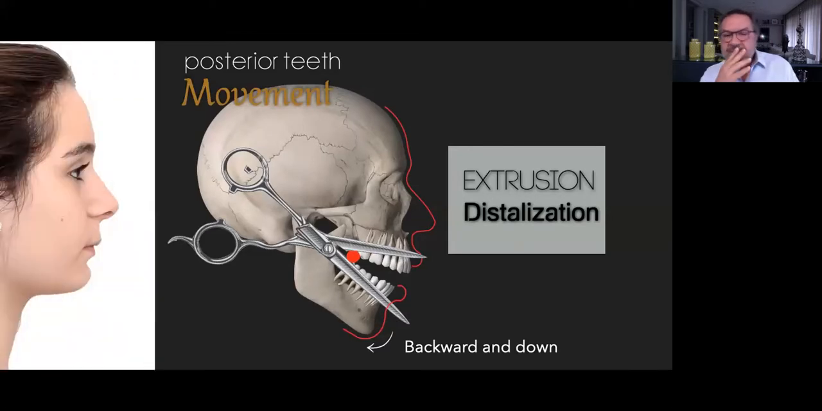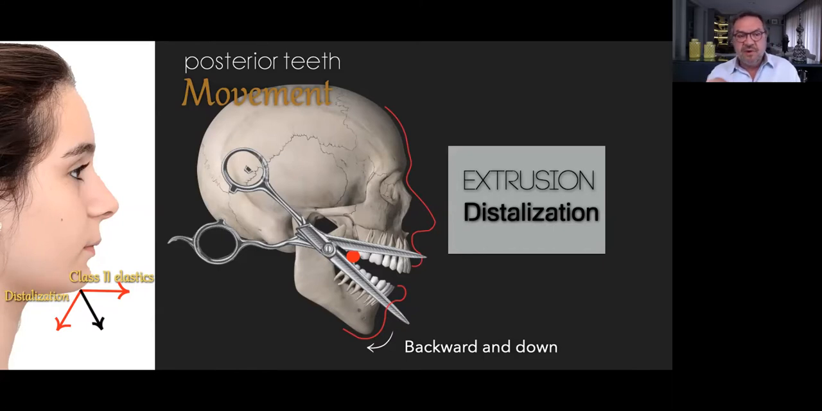So you can ask me about the girl with a good profile, with lip seal, working with class 2 elastics or Herbst appliance or whatever way you want to correct without extraction. You are going to extrude molars and move the molars distally. So what about the girl's profile? If you extrude posterior teeth or move them backwards, the chin is going to move down and backward, okay? But the class 2 elastics tend to move the mandible forward. So we have a resultant here, and the chin is going to move forward and down.